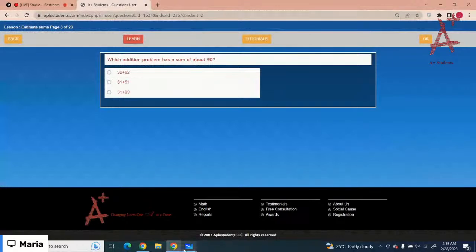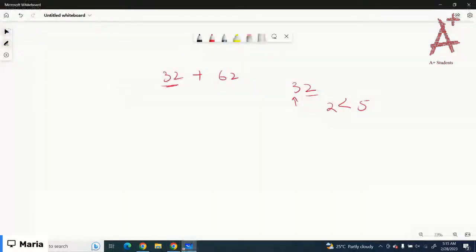Okay, so 2 is less than 5, so you have to round on the same 10. So it would be 3 and replace the 2 with the 0, so it would be 30. So here you have 30.